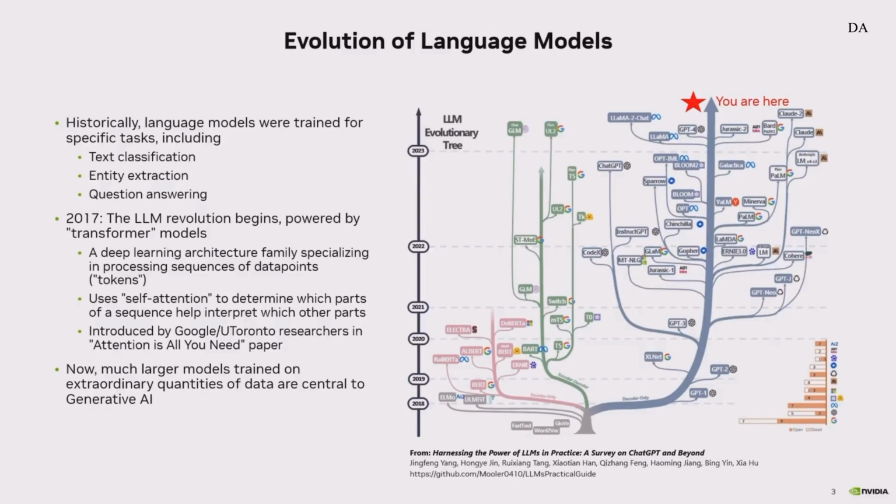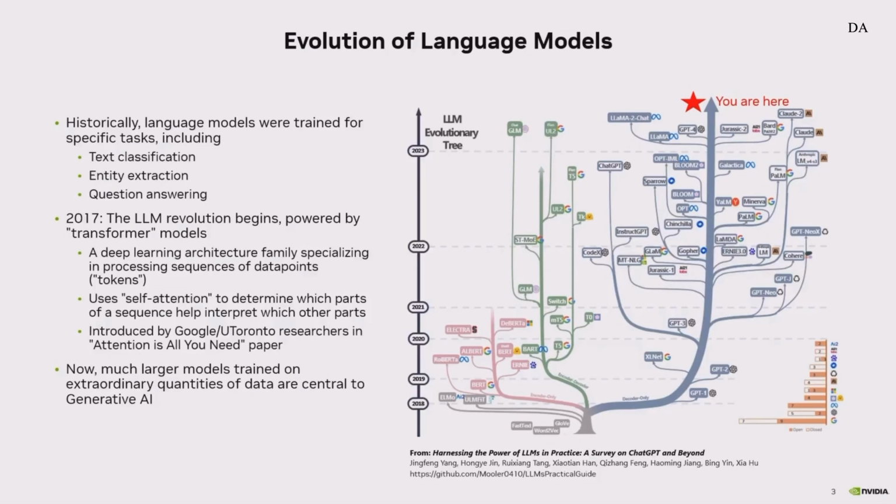That's a particular type of deep learning architecture that specializes in processing sequences of data points, or tokens, where tokens are numbers representing words or parts of words. These transformer architectures use self-attention to figure out which parts of a sequence can help interpret the other parts of the sequence. And this came about in a paper written by Google and University of Toronto researchers called Attention Is All You Need. It's a famous paper in large language model evolution.